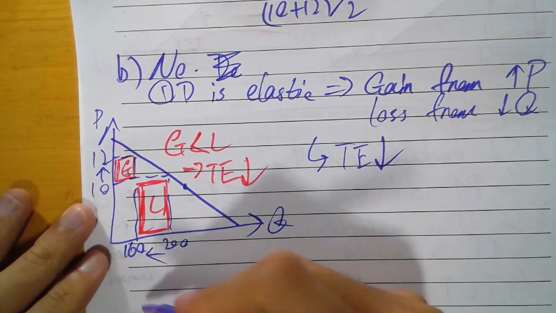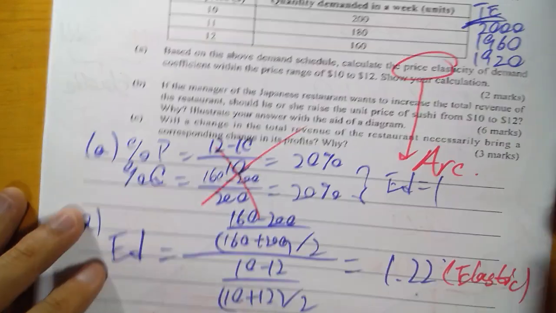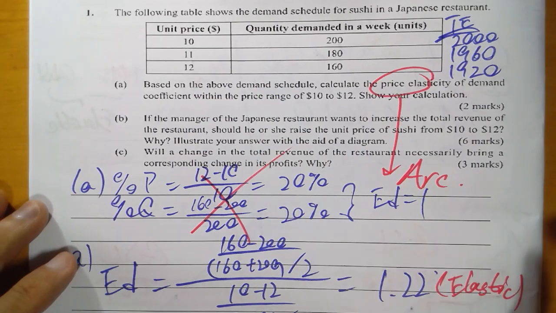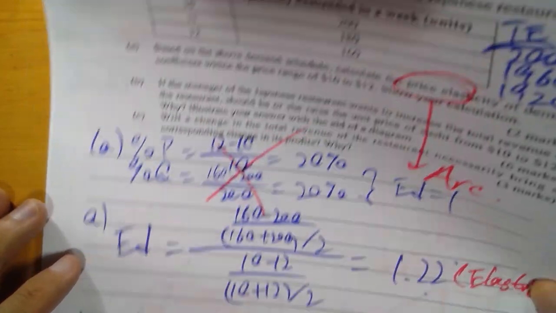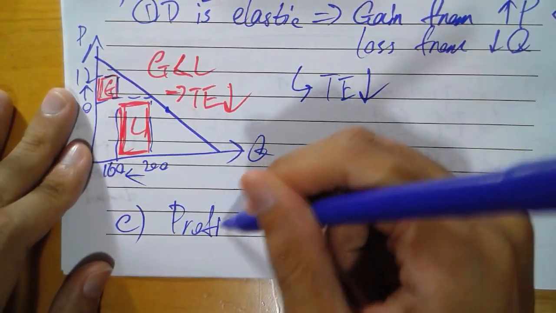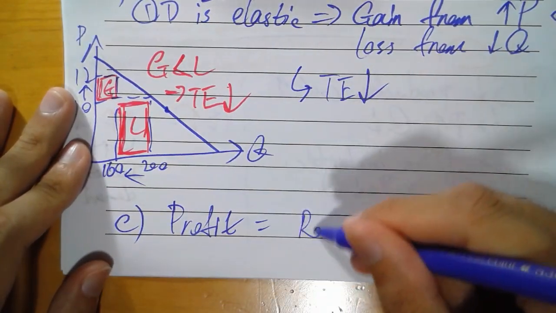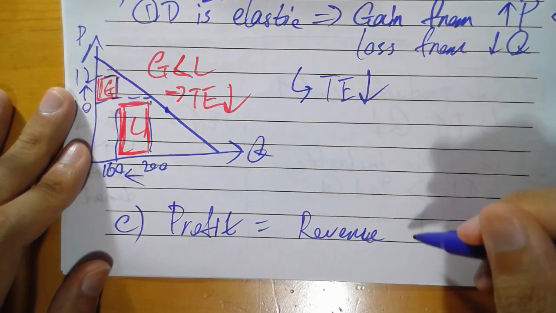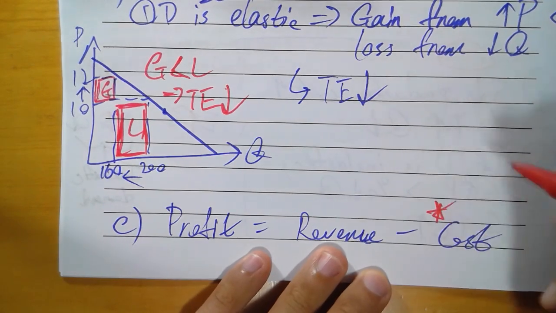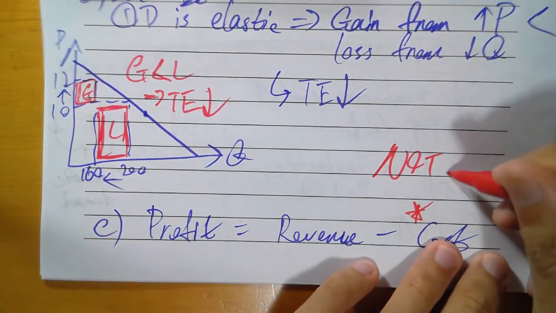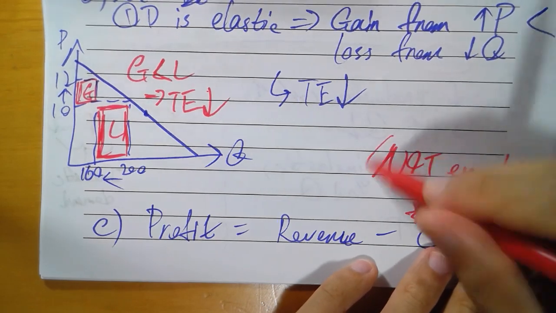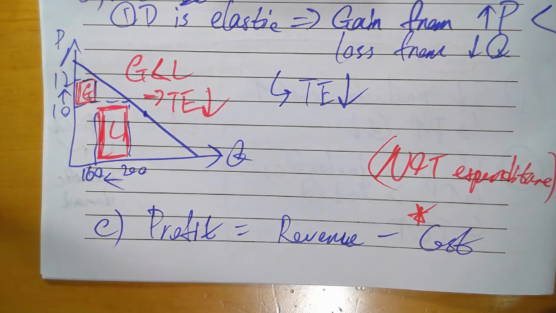Alright, now finally, C. Will a change in total revenue necessarily bring a corresponding change in its profit? Okay, remember, profit meaning revenue minus cost. 喂，嗰個字叫 cost 啊，得唔得？Not 唔係 expenditure 啊，記錯晒啦。We are talking about revenue minus cost, not expenditure.